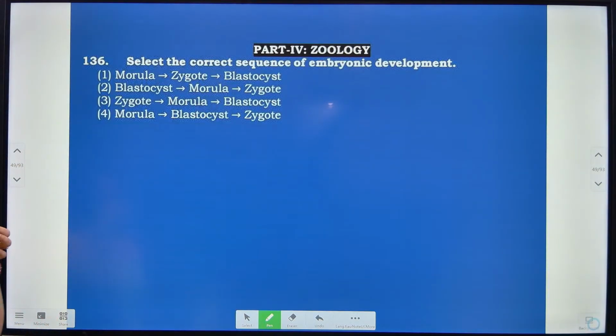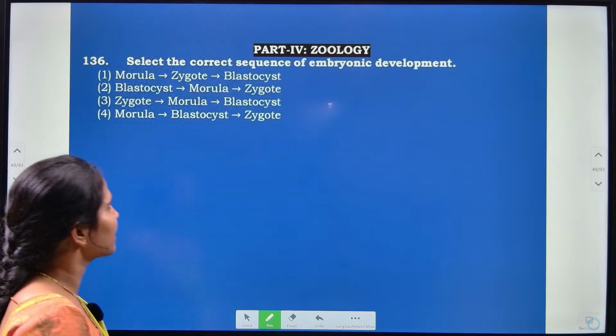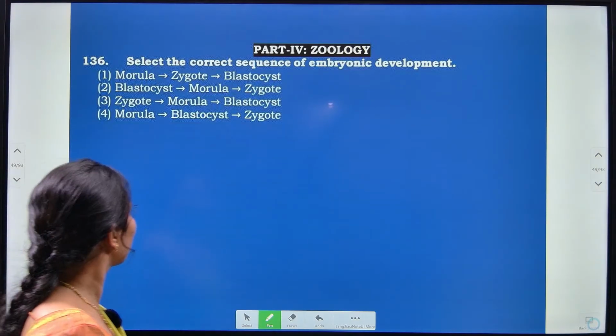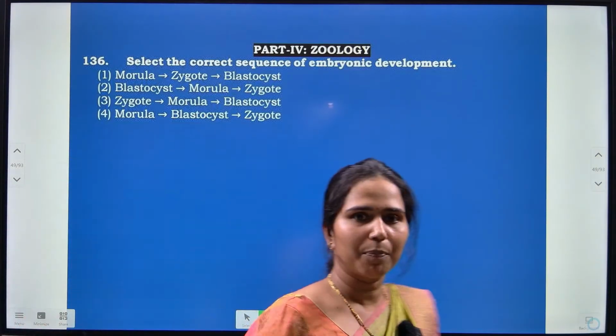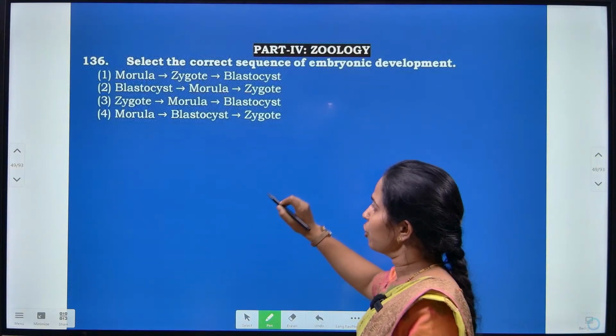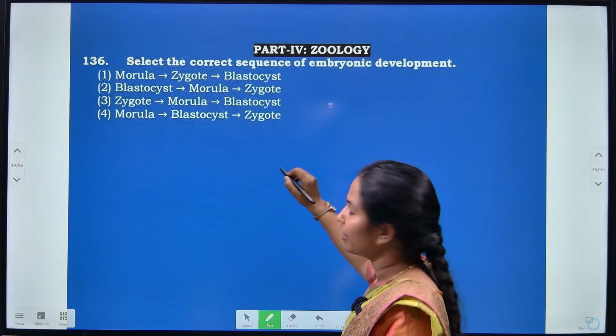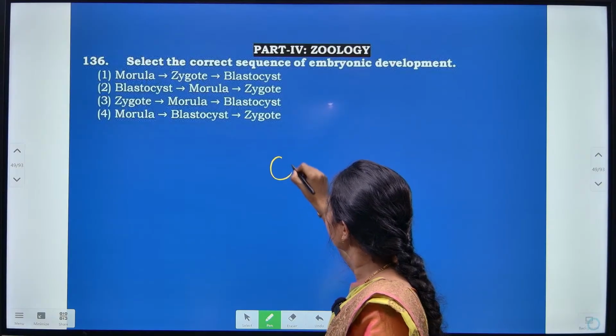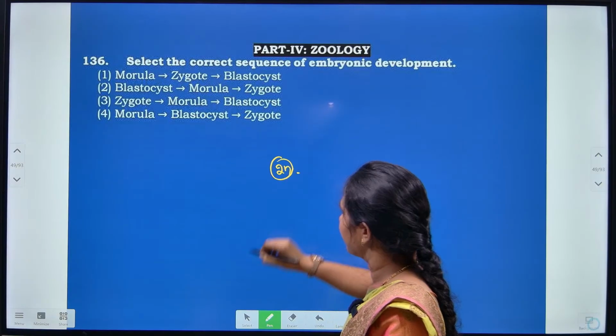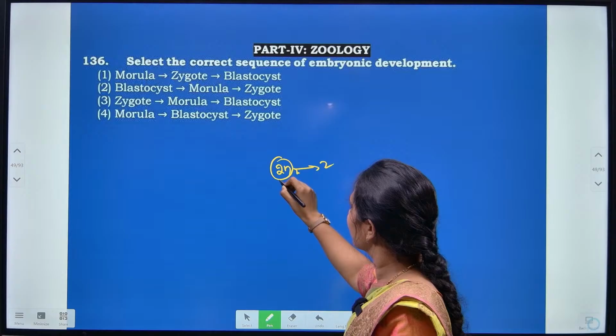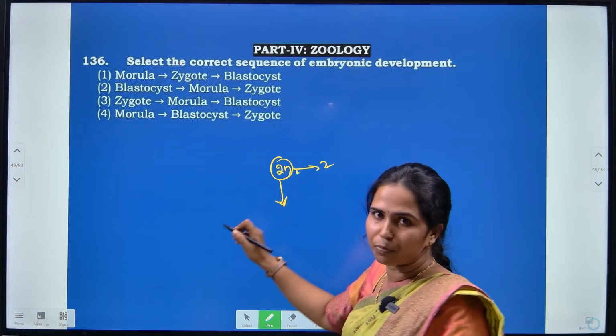The first question of the zoology part is the 136th question. Select the correct sequence of embryonic development. So, the stages of embryonic development: after fertilization, the first thing is the zygote is formed, which is diploid. Now this zygote will undergo the first cleavage to form the blastomeres.